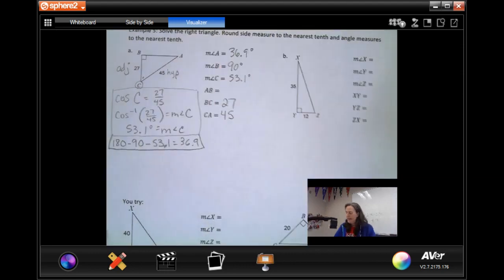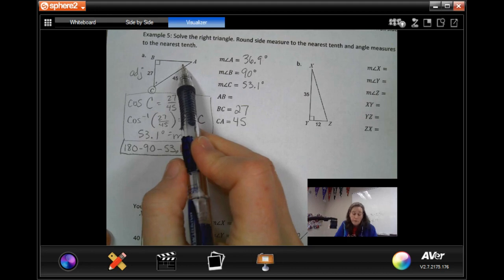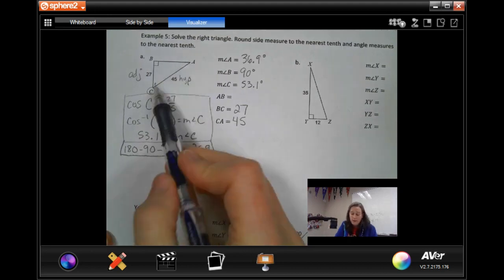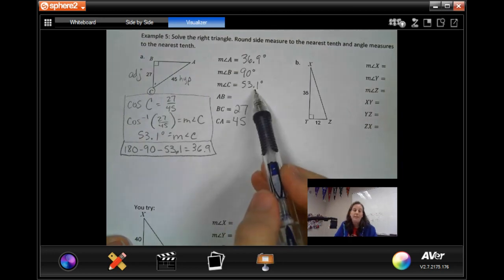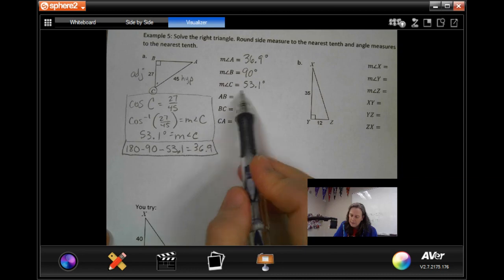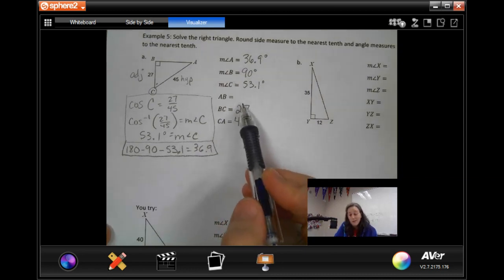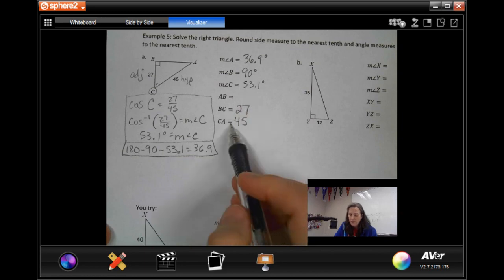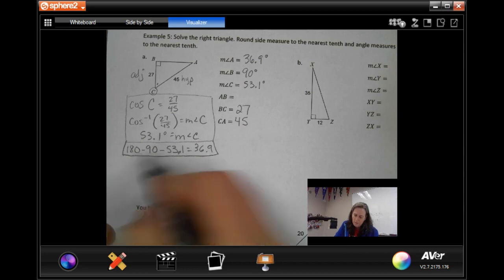36.9. And if we had decided to find angle A first, which would have been fine, it doesn't matter, then we could do some subtraction and we could have found the measure of angle C that way. Okay, the last thing we need is this missing side. So you've got options there. You could use one of the trig functions. You could do the Pythagorean Theorem, which is what I'm planning to do.